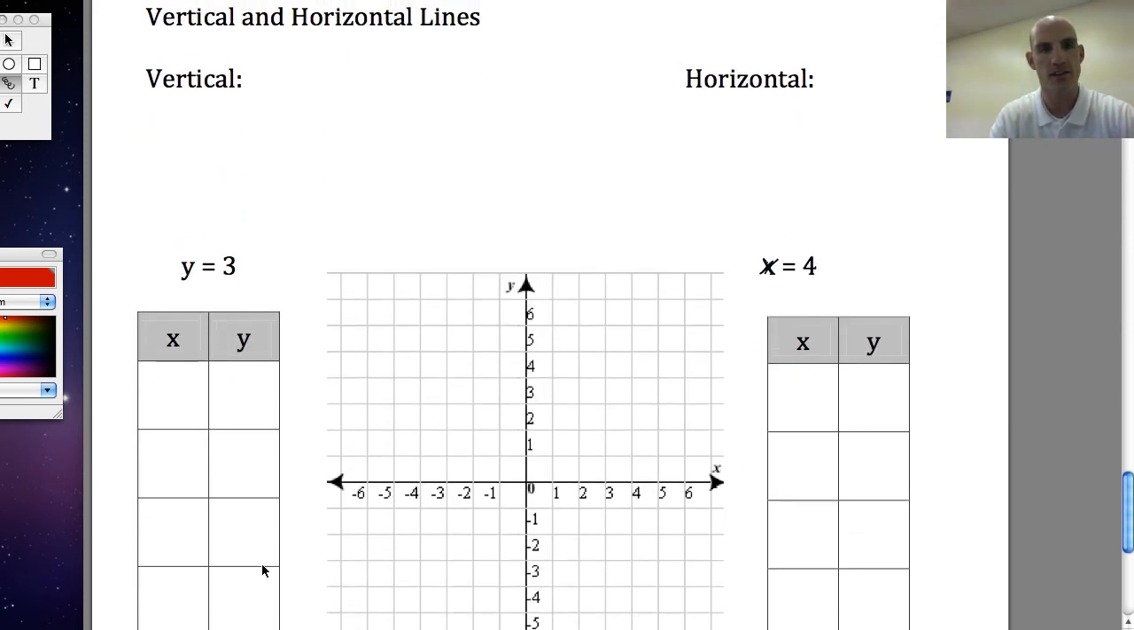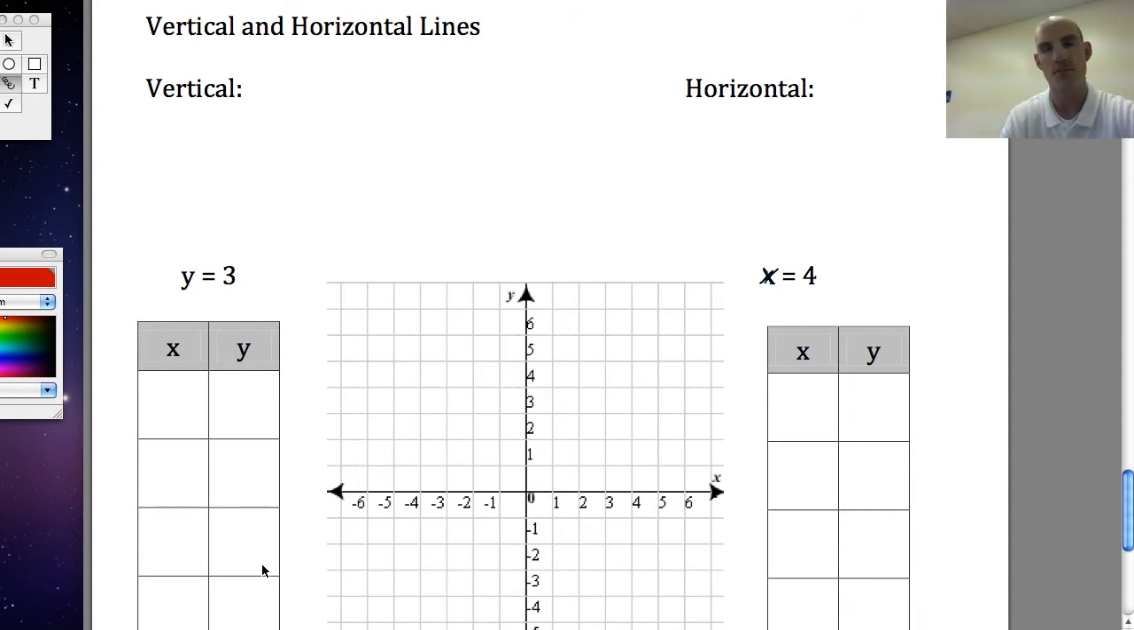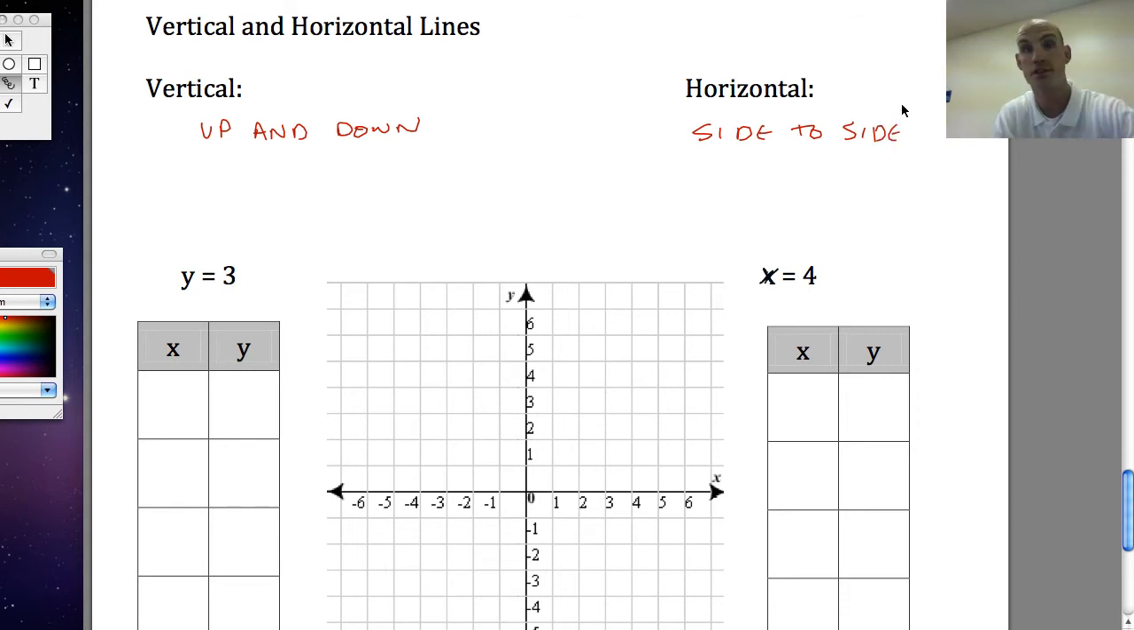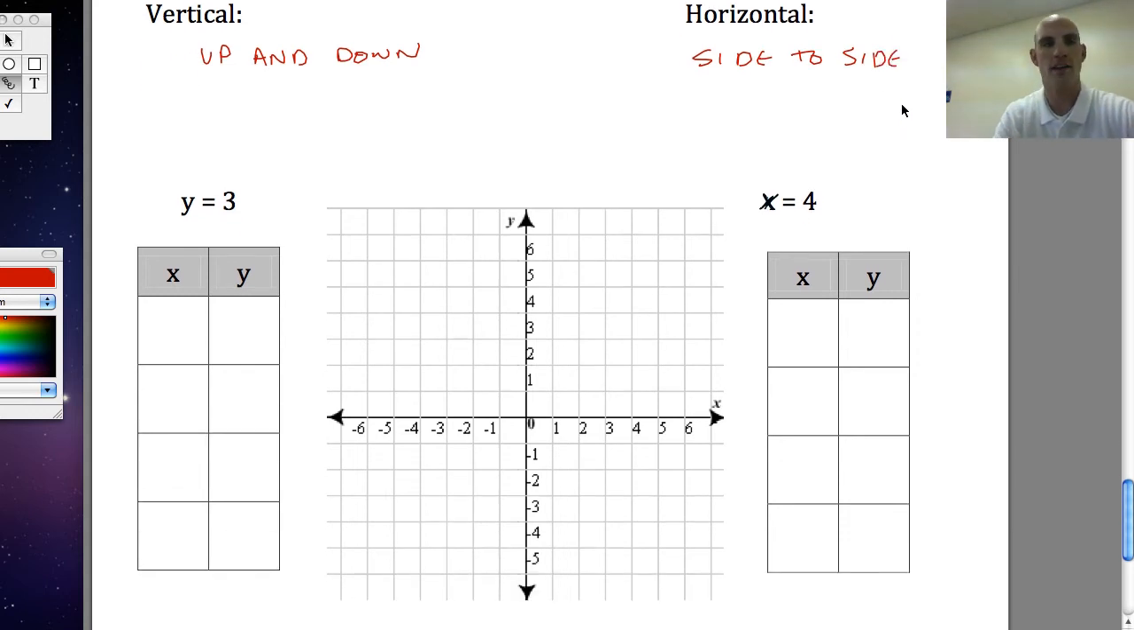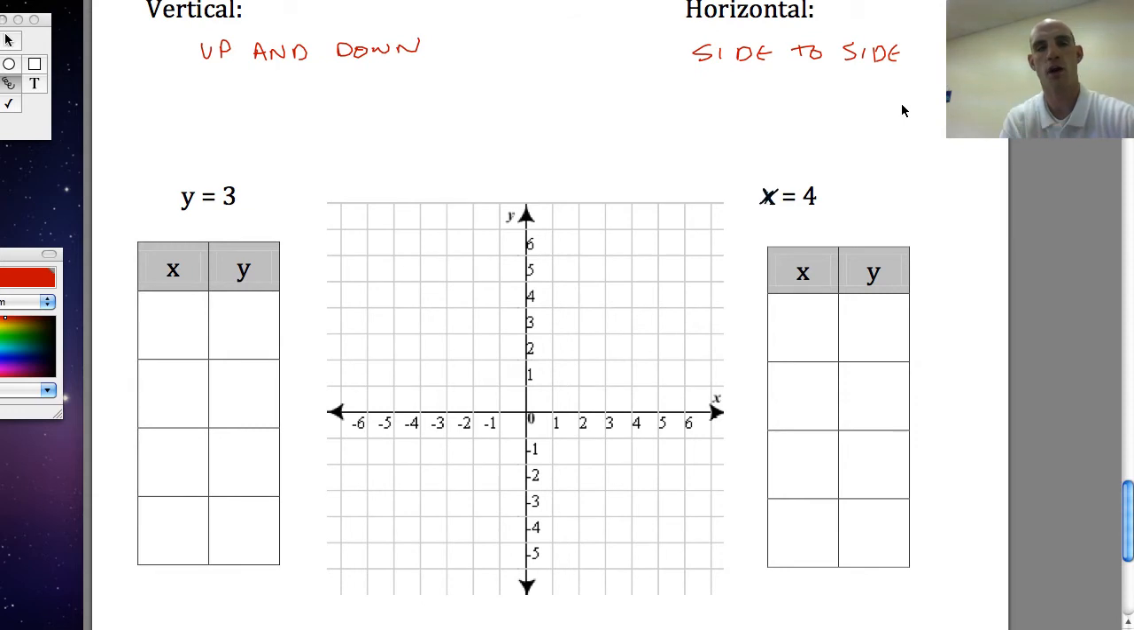The last topic that we need to discuss in this is vertical and horizontal lines. What I want to emphasize to you is that making a chart always works. Vertical, up and down. Horizontal, side to side. That's all there is to it. So when I look at this, I'm going to be discerning: is y equals or x equals the negative or the positive? Watch what happens.